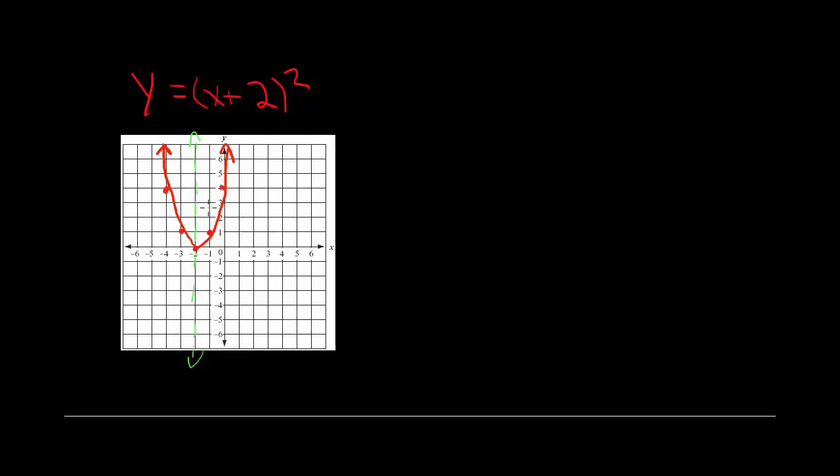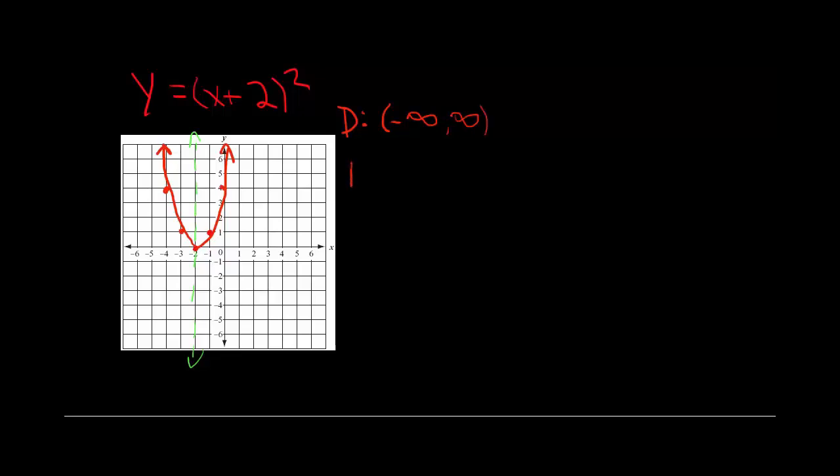So now we have our graph. So let's talk about what is the domain here. What is the domain? Well, does it keep opening up back forever? Does it go forward forever? Yes. So the domain is going to be from negative infinity to positive infinity.